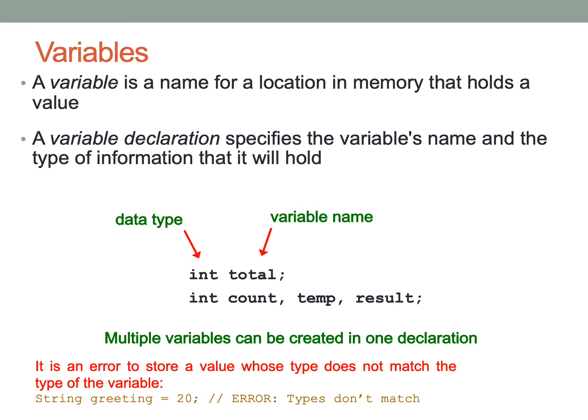It is an error to store a value whose type does not match the type of the variable. For example, String greeting = 20. This gives an error because the types don't match.